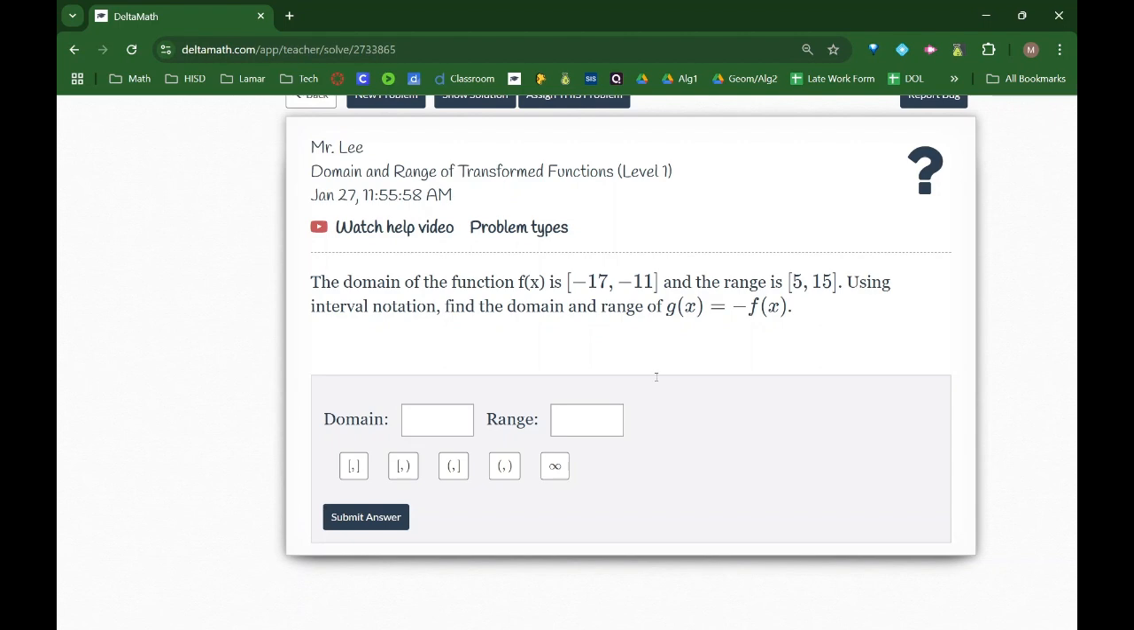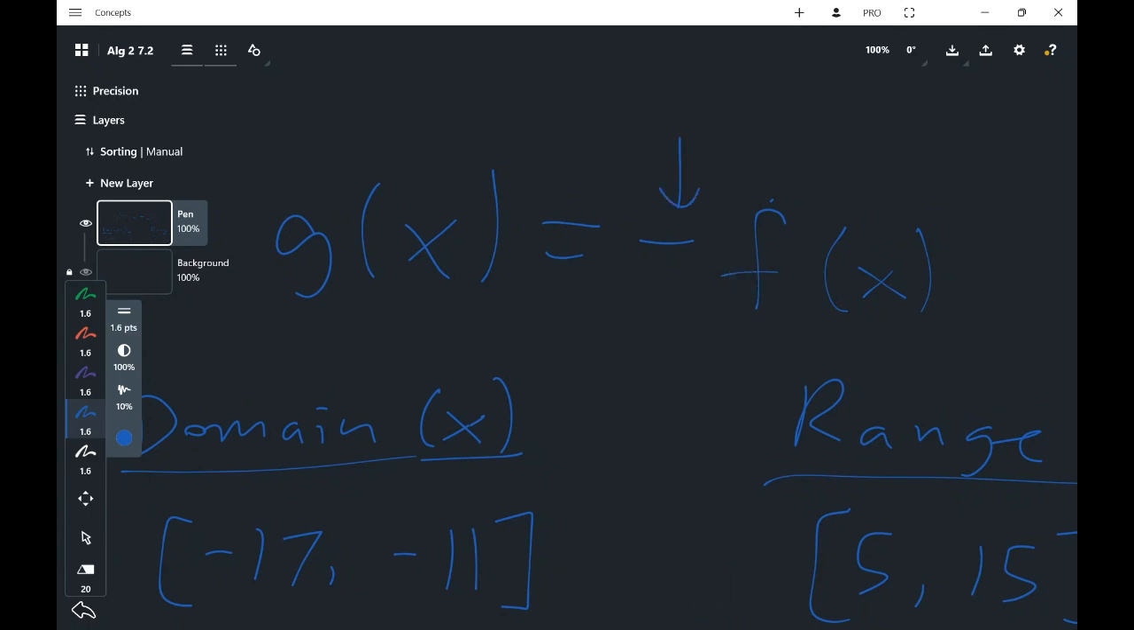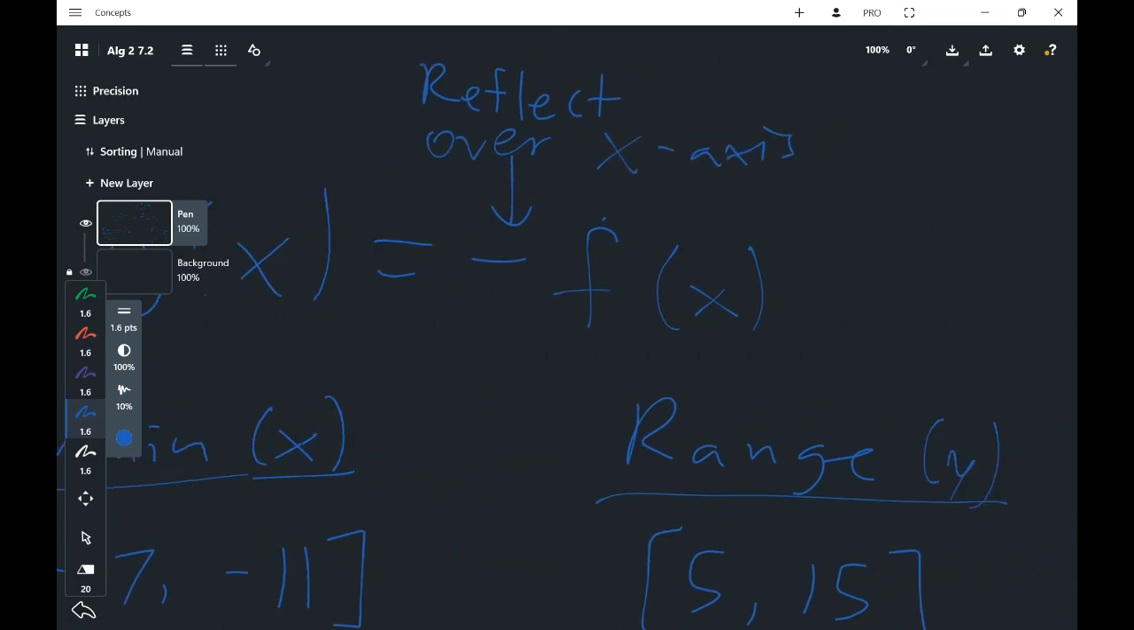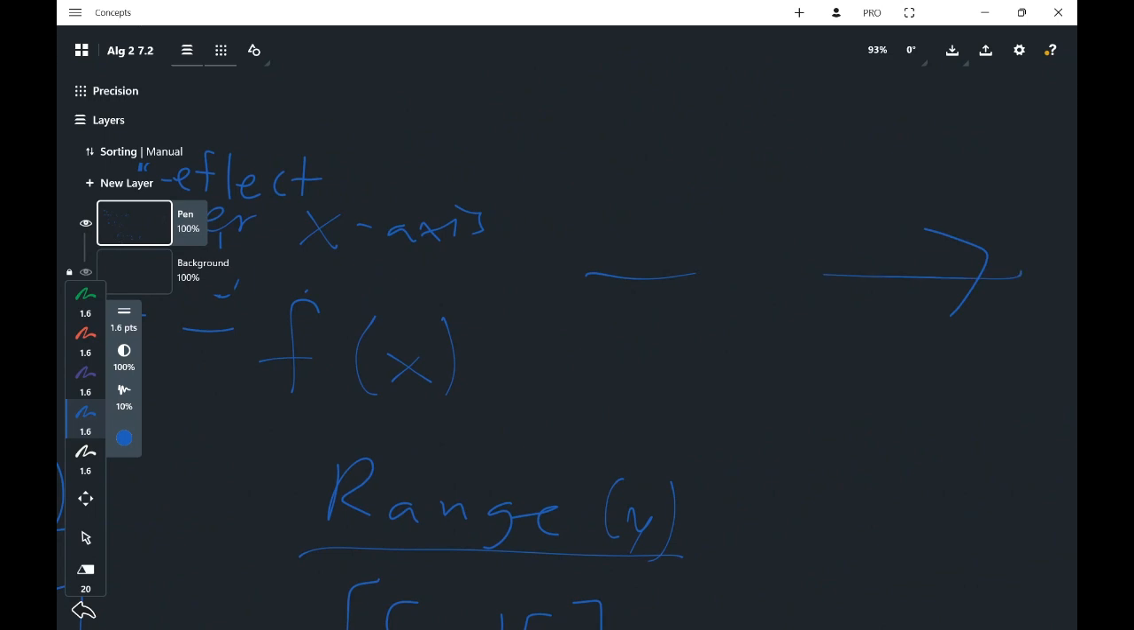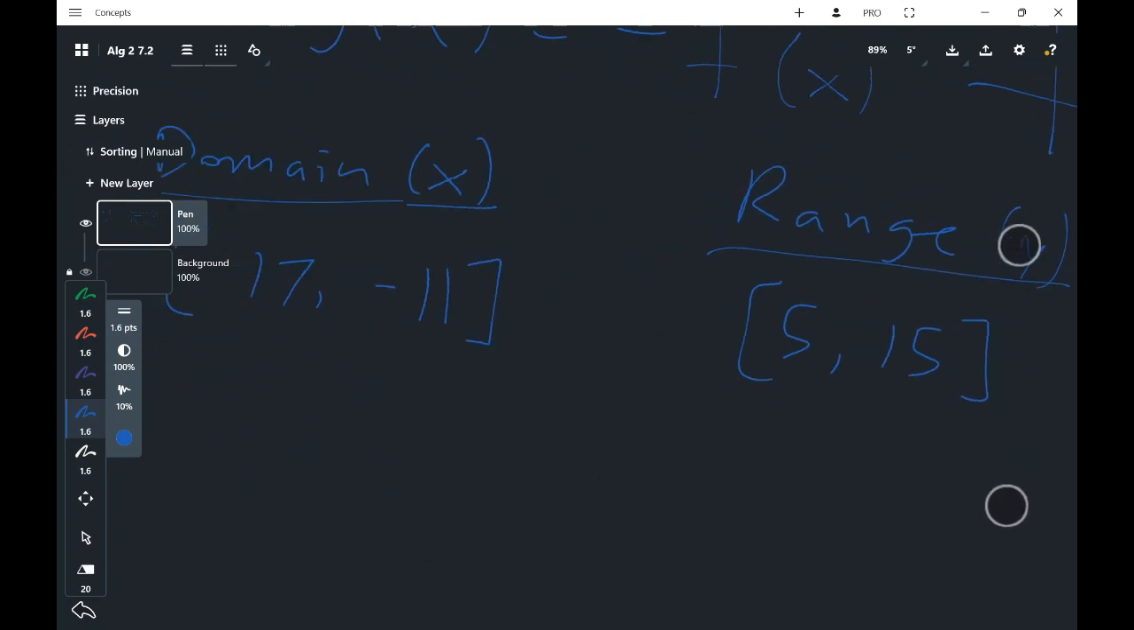And what's going on here is this is a negative sign outside of the function. So this negative sign here is telling us this is a reflection over the x-axis. But let's think about what that looks like. A reflection over the x-axis starts here and it flips down across the x-axis. That means we're changing the y values. We're making the y values negative. So the thing here that's being affected is really the range, the y values.